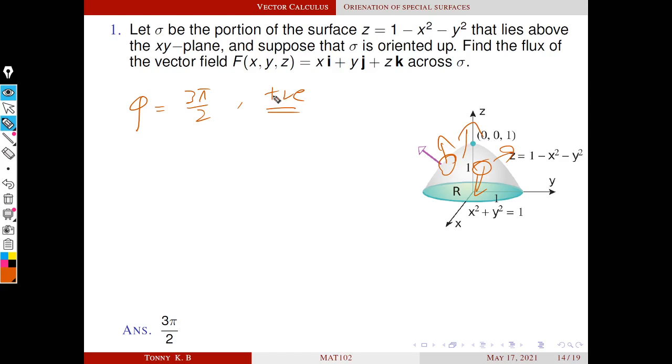Suppose you calculate the same flux using the negative orientation of sigma, then what is the difference? The only difference is instead of 3 pi by 2 you will get minus 3 pi by 2. So what is the meaning of this minus 3 pi by 2? Because we use the negative orientation for sigma, which means downward direction. So we evaluate the flux using the downward direction, but the flux is negative. That means the flux is opposite to the negative orientation, so the flux is in the upward direction. Anyway, we get the same flux. The only difference is in the sign, depending on the orientation of the surface. That's all.